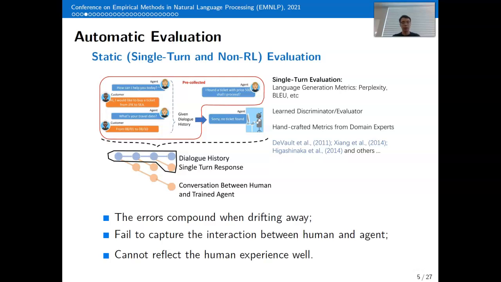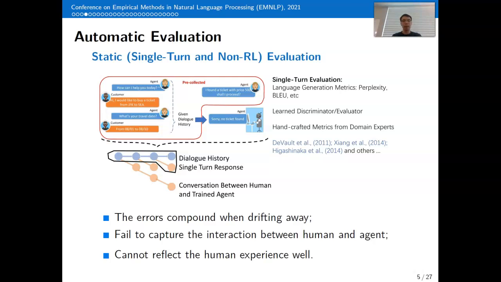The most popular way is static evaluation, which is also called single-turn evaluation. In single-turn evaluation, the model is given some fixed dialog history and tries to make some response. And then we compare that response with the real human response. For example, we can use perplexity and BLEU score.